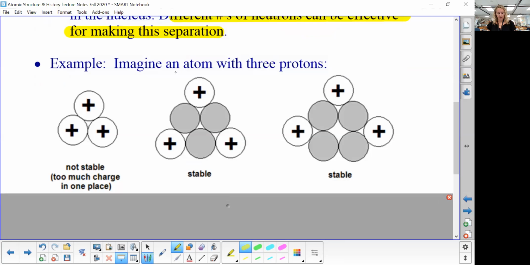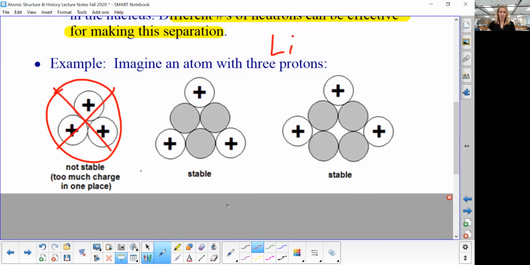So if you imagine an atom with 3 protons, you should find that 3 protons on your periodic table is lithium. So we're looking at lithium here. And if you just had 3 protons, like in this example here, that would not exist because you'd have too much positive charge. And you can see that that would not be stable. However, these next 2 pictures of lithium are actual isotopes of lithium.